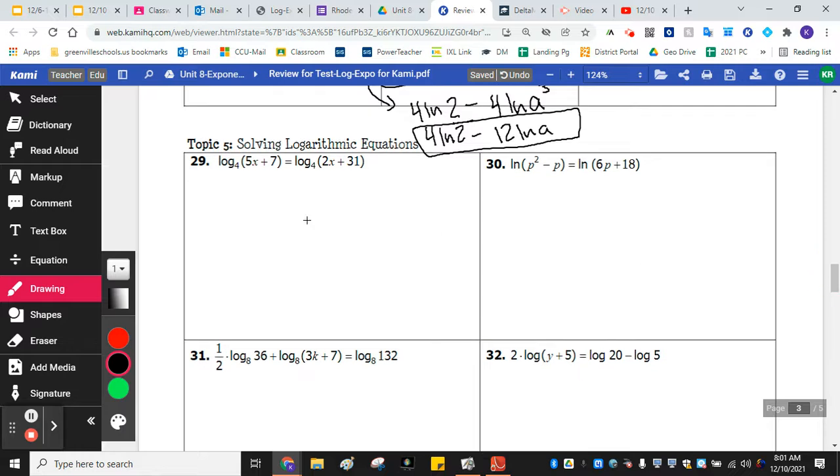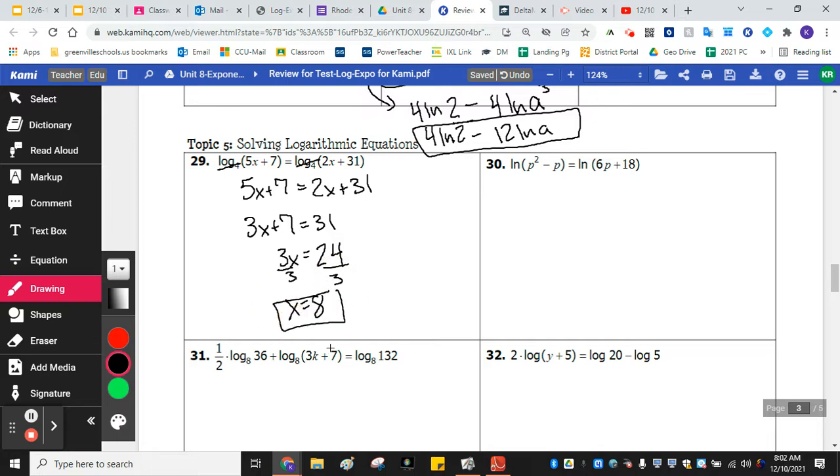Keep going. Odds. If you have a log on both sides, they're both log base 4, then you're just setting the insides equal to each other. So 5x plus 7 equals 2x plus 31, and that's what you're solving. So subtract over 2x, subtract over 7. 31 minus 7 is 24. Divide over by 3. X equals 8. Check your answer. Always check your answer.